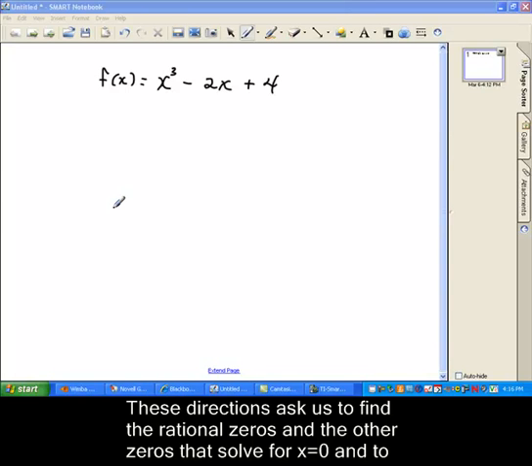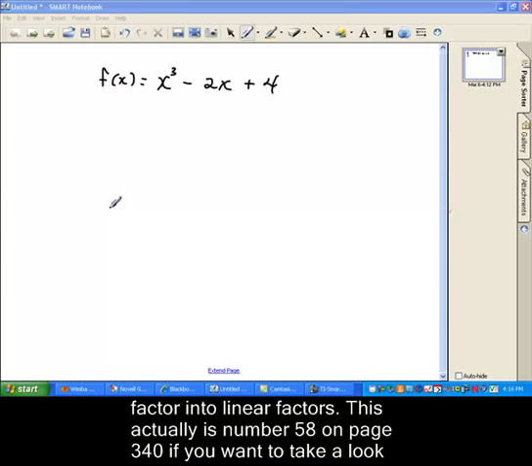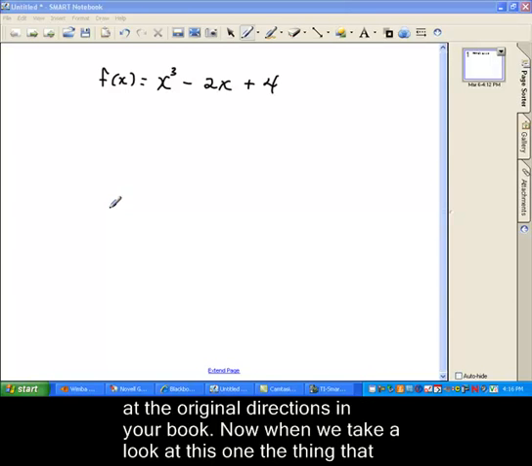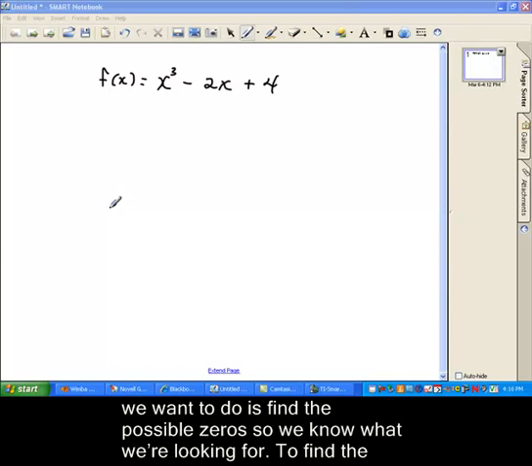These directions ask us to find the rational zeros and then the other zeros, that is, solve for f of x equals 0, and to factor into linear factors. This is actually number 58 on page 340 if you want to take a look at the original directions in your book. Now, when we take a look at this one, the first thing that we want to do is find the possible zeros so we know what we're looking for.